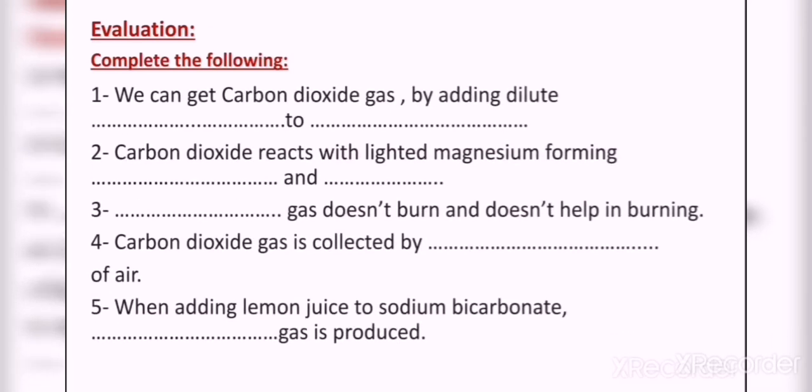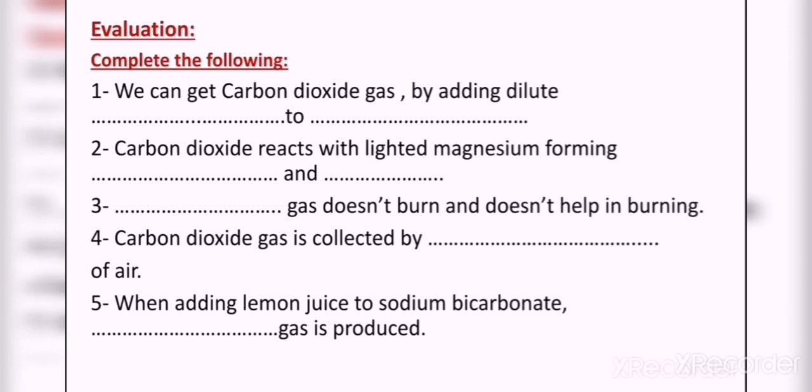Let's solve this evaluation. Complete the following. Number one, we can get the carbon dioxide gas by adding dilute what to what? Yes, by adding the dilute hydrochloric acid to the calcium carbonate. Number two, the carbon dioxide gas reacts with lighted magnesium forming, yes, magnesium oxide and carbon.